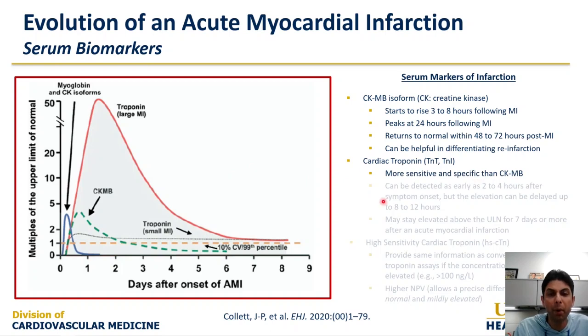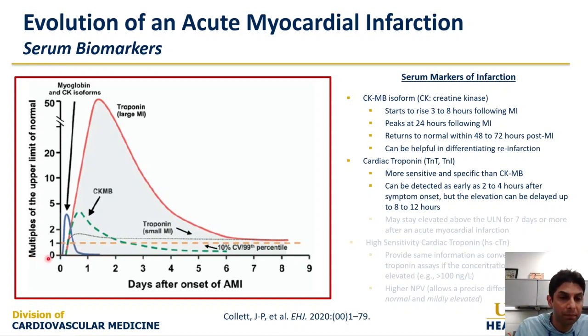So what's important to remember is that cardiac troponin T or troponin I are more sensitive and specific than CKMB. Again, they're more sensitive and specific than CKMB. They can be detected as early as 2 to 4 hours after symptom onset, but the elevation can be delayed up to 8 to 12 hours. The issue is that they may not be in the abnormal range very early on, and so that becomes an issue.